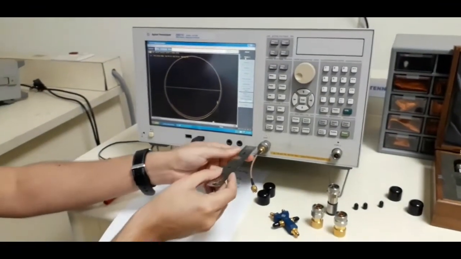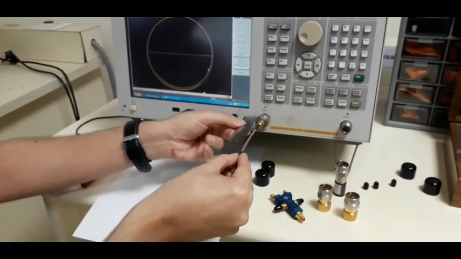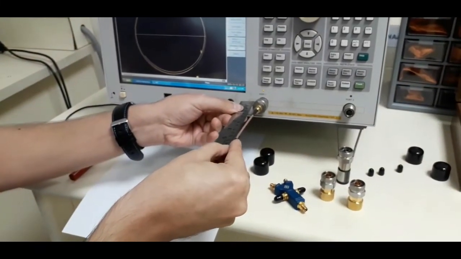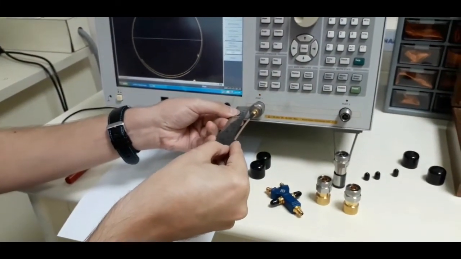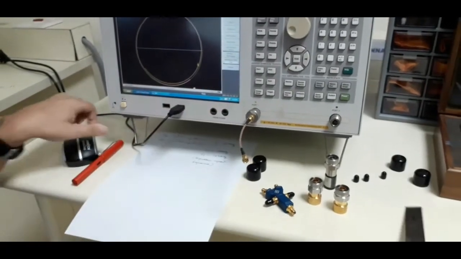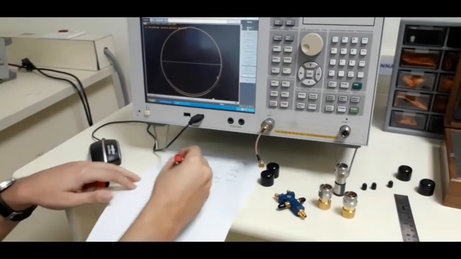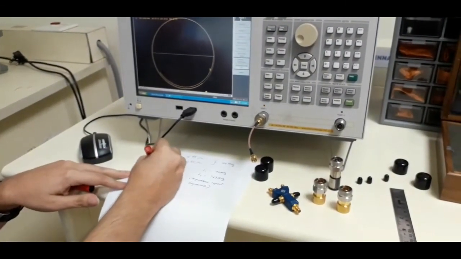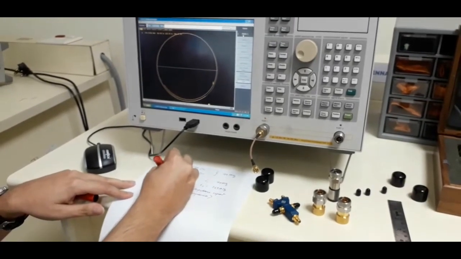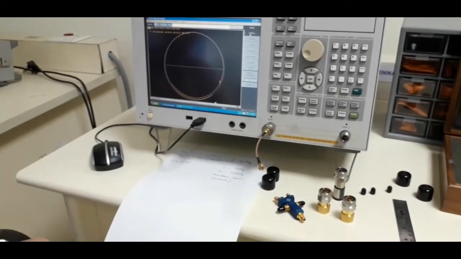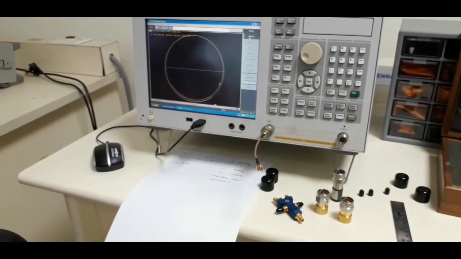So the length of the line is essentially the length of this connector, which is roughly about 15 centimeters. This is my scale. So I can say the length is roughly about 15 centimeters. There may be a small error over here, but that is not very important. So with this, we shall now go for the calculations.